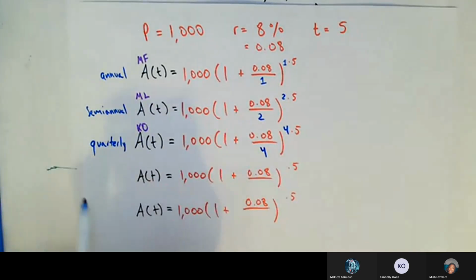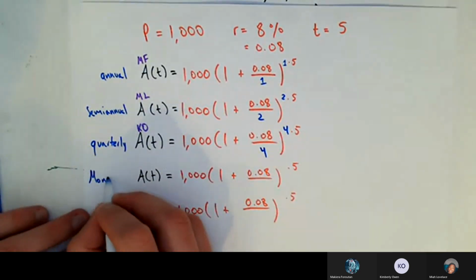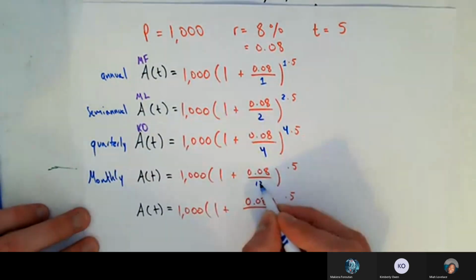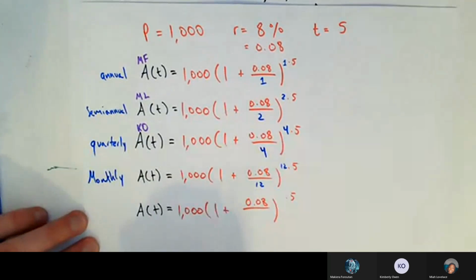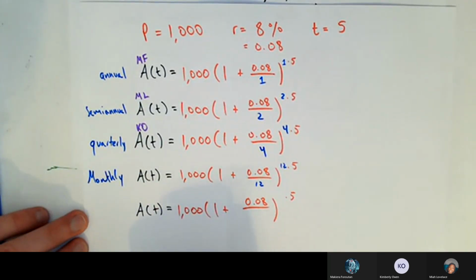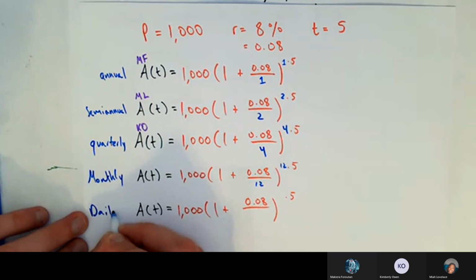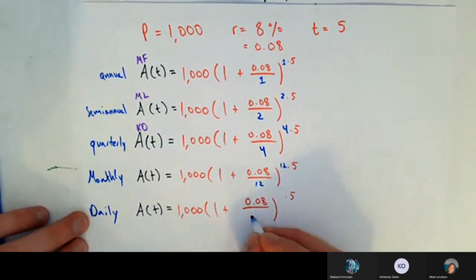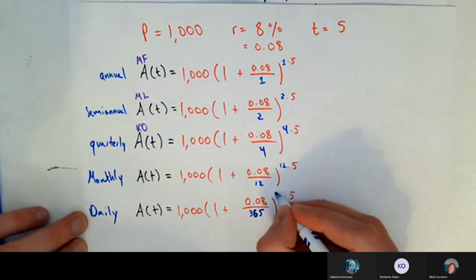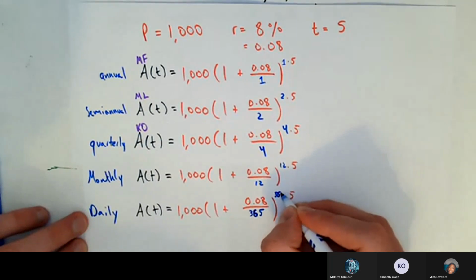And quarterly, what's after quarterly is monthly. That's when n is equal to 12. And daily is the last one, which is 365.